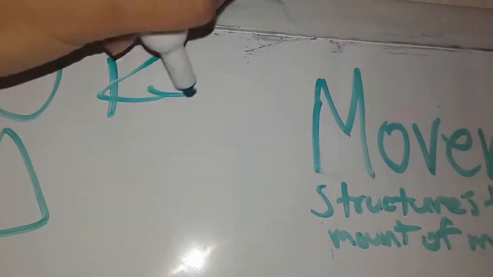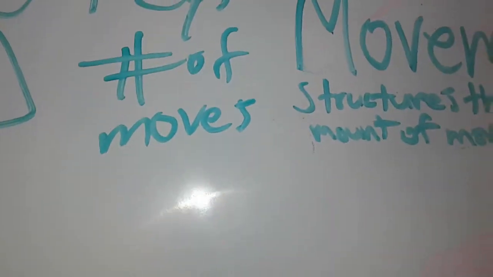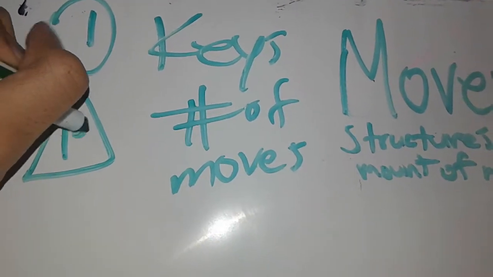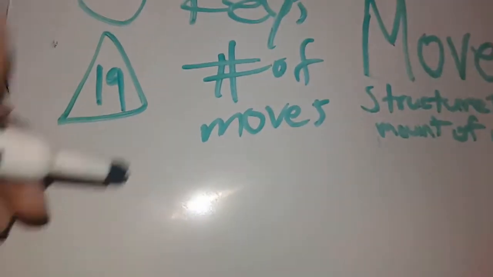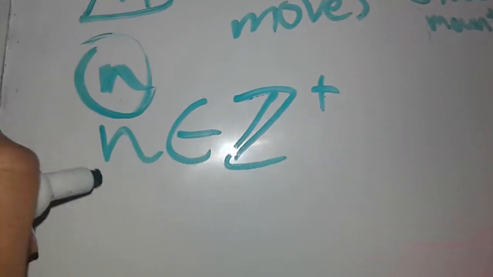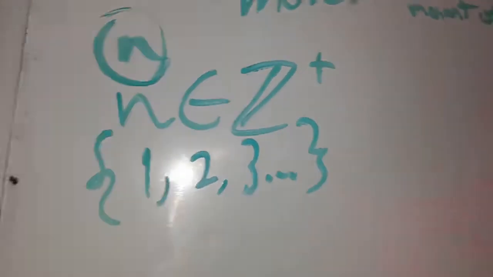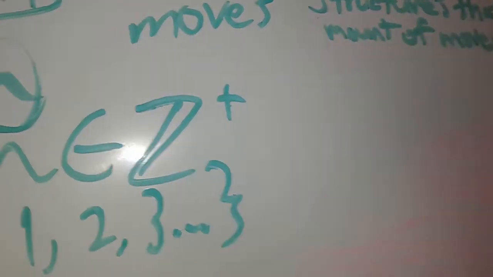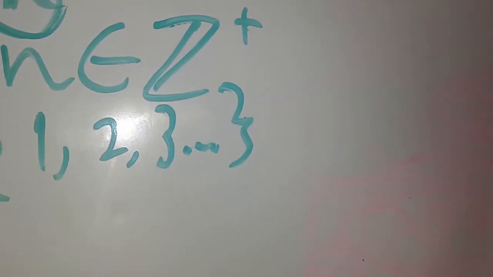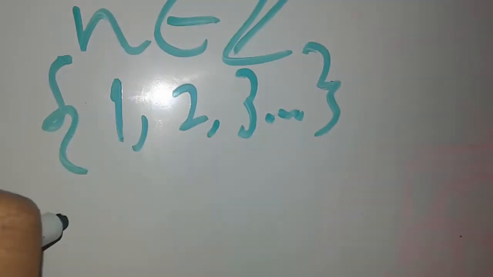So keys, these show the number of moves, meaning that these can have a number, 1 or 19. Any move works as long as it's in the set of positive integers. So the set is 1, 2, 3, and so on. Because if you have 0, then it doesn't really work. Well, it could work, so let's see. I prefer positive integers because there's a bit of a mix-up with natural numbers.